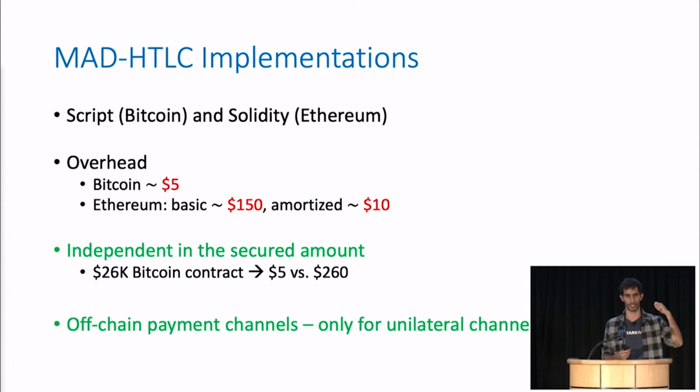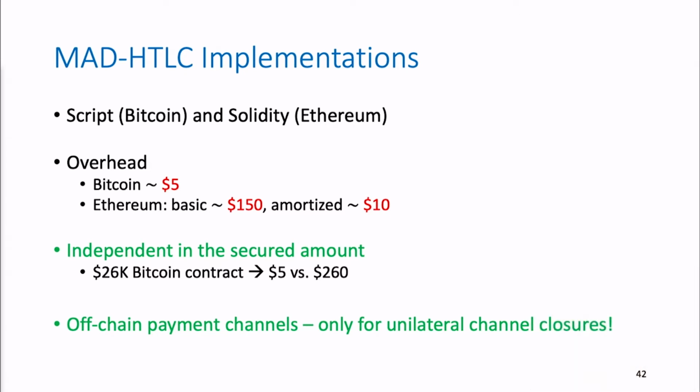Okay, we compare this to the counter-bribing option, which resulted in a cost which is linear in the secured amount. This is independent. So theoretically, you can secure as much money as you want without having an additional cost. And specifically, for example, this is way cheaper, like 50 times cheaper. And I should also mention that for payment channels, the HTLCs are usually deployed only if there is some sort of foul play or a unilateral closure of a channel. So the overhead here is paid only if there is some mishap happening. So not always. All right.